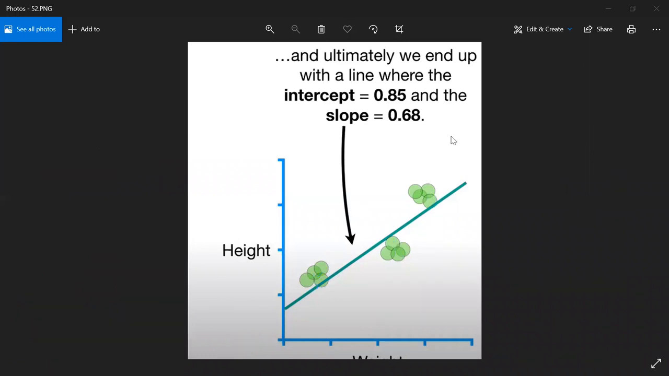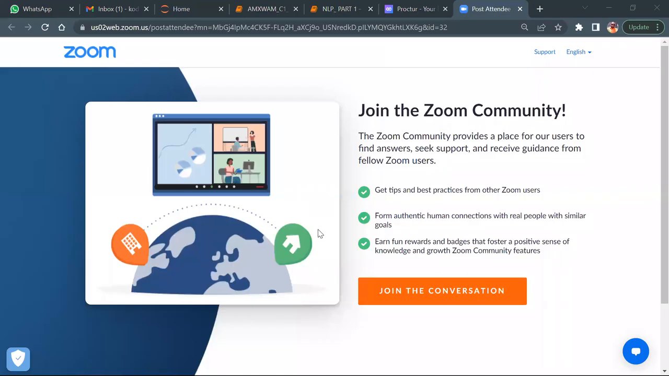So this one, Nishchit, I hope you're clear. So let me.